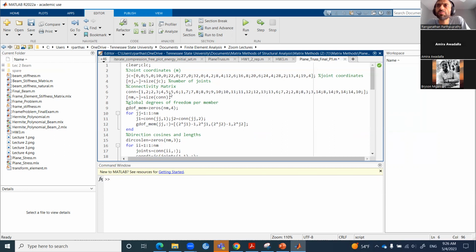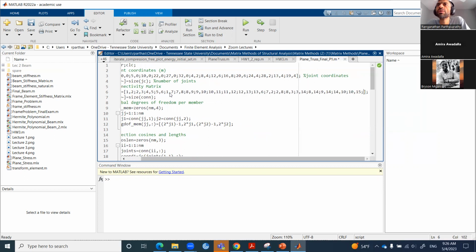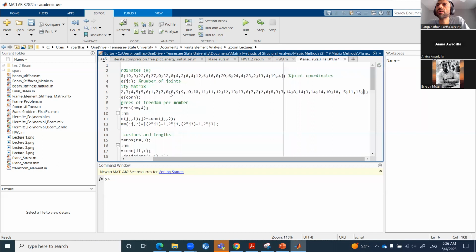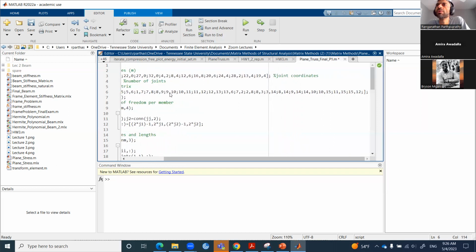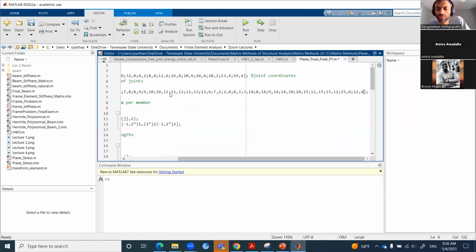Number 20, 10 and 15. Number 21, 11 and 15. Number 22, 15 and 12. Number 23, 15 and 4. Number 24, 12 and 4. Number 25, 12 and 5. Number 26, 5 and 13. Yeah, that's it.